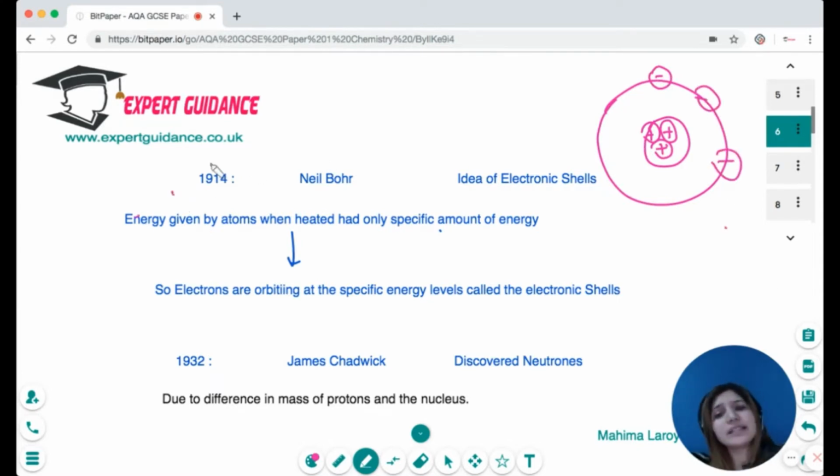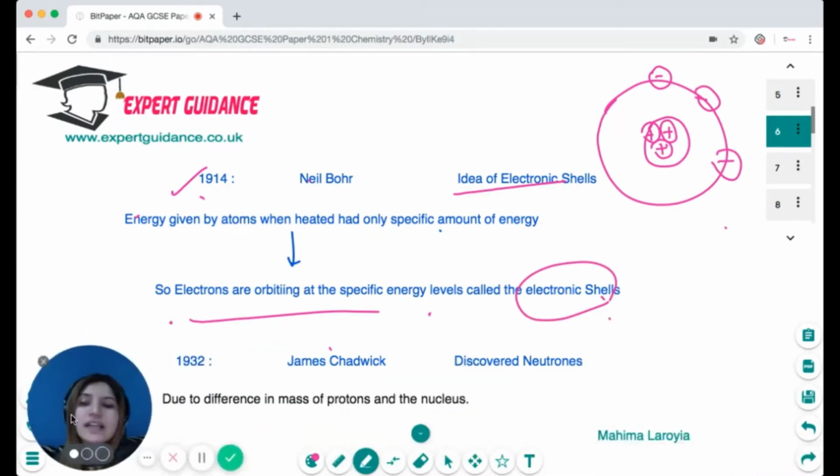Then came another scientist called Niels Bohr in 1914. He gave the idea of electronic shells. What he observed was, whenever an atom was given any energy, it emitted a specific amount of energy. So what was happening is that the electrons which were orbiting took those energies, and then when they came back to their ground state, they emitted the energies, and these energies were of a specific amount. So he concluded that electrons are not just orbiting anywhere around the nucleus, they are orbiting at specific energy levels called the electron shells.